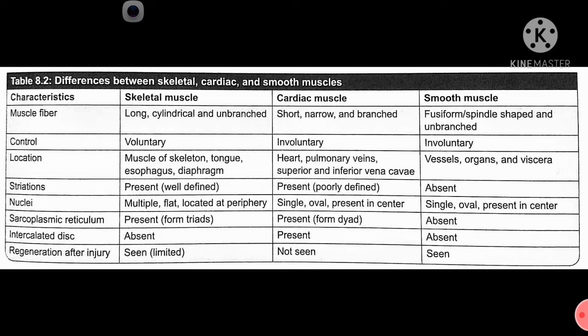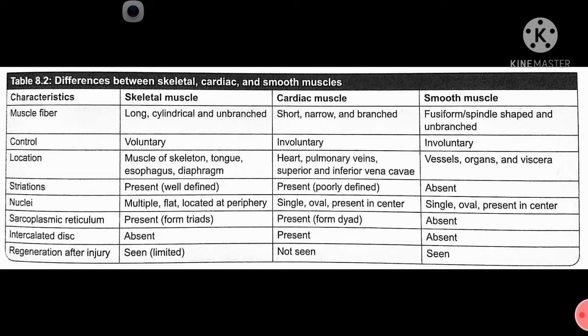So the first difference between these three muscles is the muscle fiber. In case of skeletal muscle, the muscle fiber is long, cylindrical and unbranched. In cardiac muscle, the muscle fiber is short, narrow and branched. And in case of smooth muscle, the muscle fiber is fusiform, spindle shaped and unbranched.